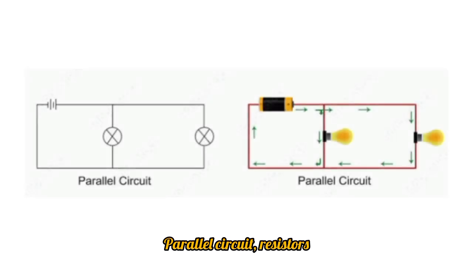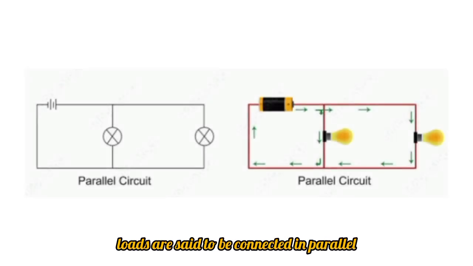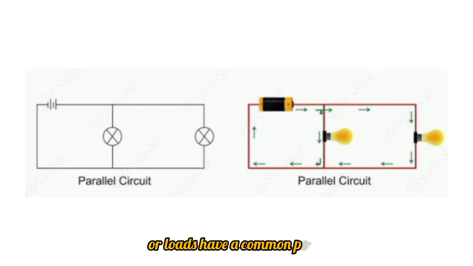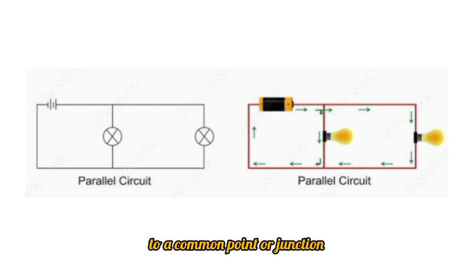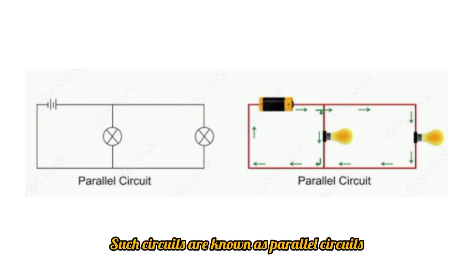Parallel circuit. Resistors or loads are said to be connected in parallel when one end of each of the resistors or loads has a common point or junction, and the other ends are also connected to a common point or junction. Such circuits are known as parallel circuits.